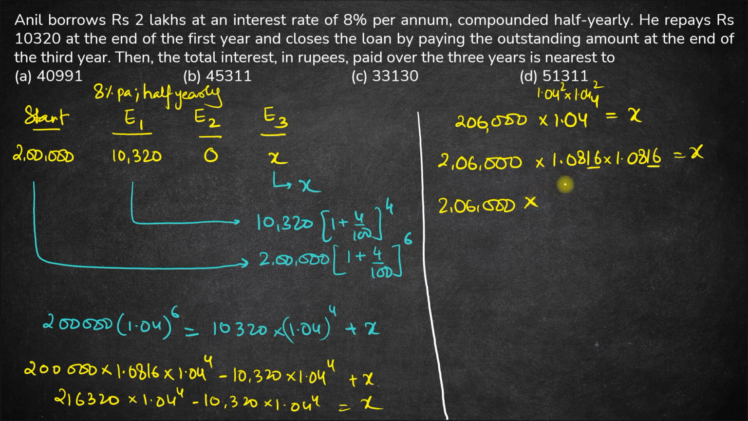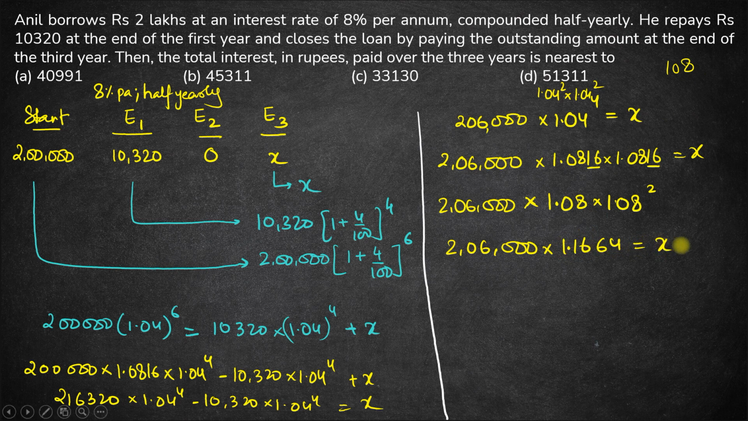So we know our final answer should be greater than what we will be getting. The actual answer should be greater than what we will actually be getting. So what we have is 1.08 into 1.08. So 1.08 square is what we have. So we have 2,06,000 into 1.08 square. Now 108 square is 8 square 64, and the left part is 108 plus 8, 116. So 1.1664 is equal to X. So now you'll have to do this multiplication, 2,06,000 into 1.1664. This is approximately going to be 2,40,278. This is X.